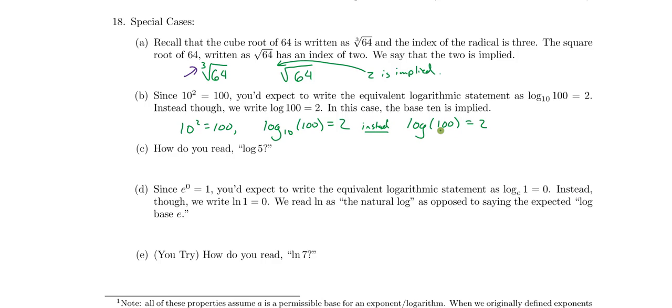So we're going to write it this way. Again, we don't write the base 10. When our base is 10, we don't write it. We just say that the base 10 is implied. I think that's a little bit confusing, but you've seen that before, where for our square root, the index of 2 was implied. Here, for the log of 100, it's understood that that base is 10. You should read this as log base 10 of 100 is 2.